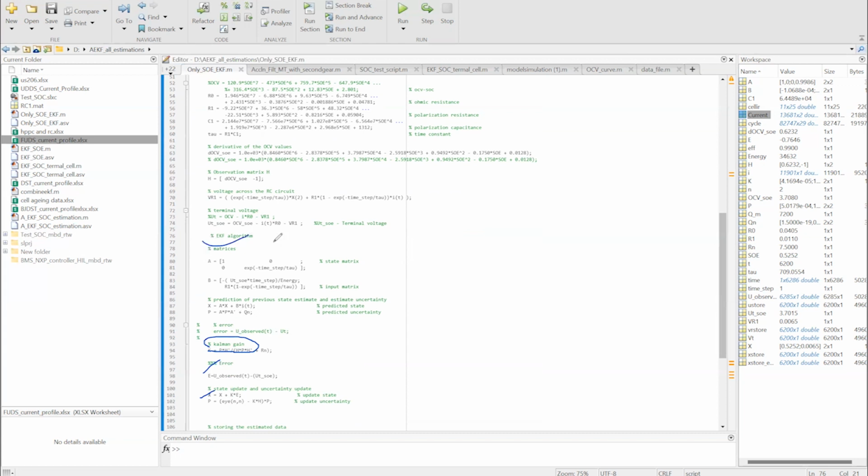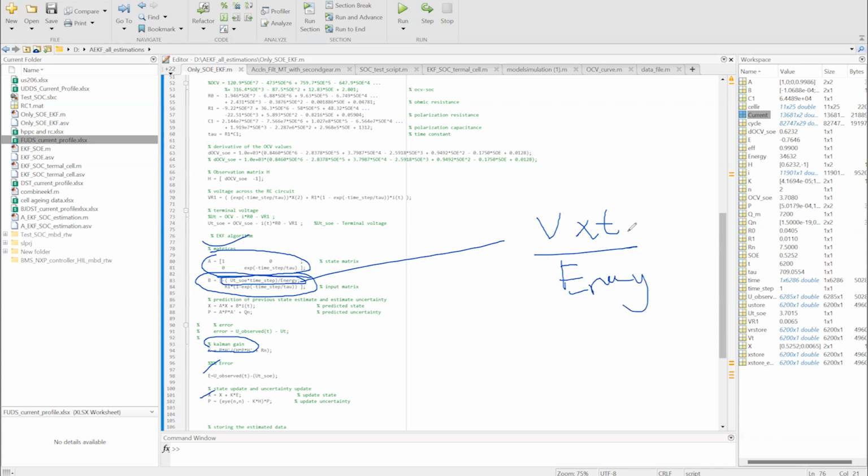And then about the EKF algorithm, the A-B matrix are defined. So you can see this particular equation, the one which I was mentioning, right? V into time, divided by energy. Right now it is V into time, the power. And here I have to multiply the time. Sorry, time is already multiplied. I have to multiply current to make it energy. So the units should be matching, right?